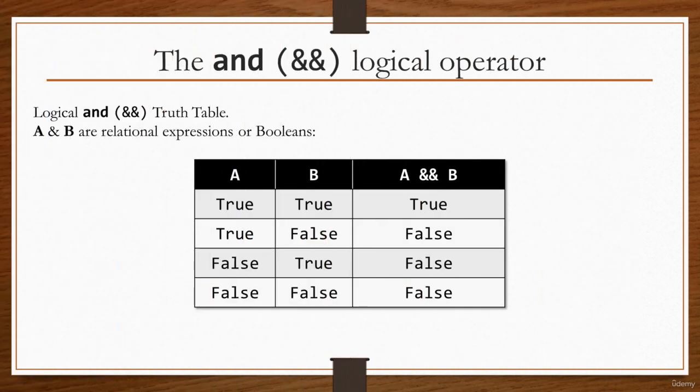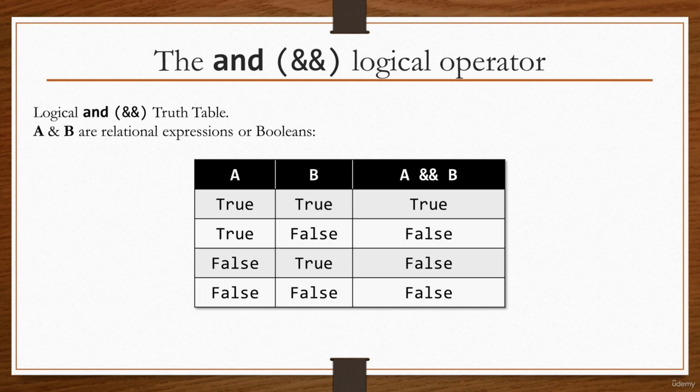Next we have the logical AND operator. A and B here are relational expressions of booleans again. So if A is true and B is true, then we get true. Okay, what it returns from that will be true. Again, this is binary, so we have two operands. So if you have A is true but B is false, or A is false and B is true, or both are false, then you'll get false.